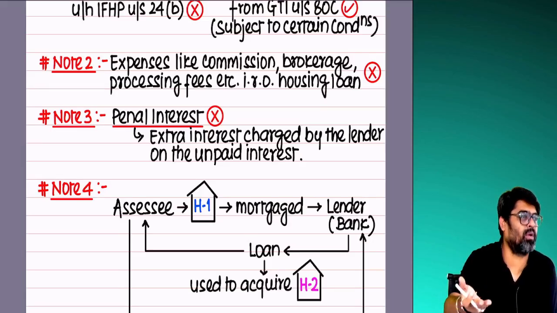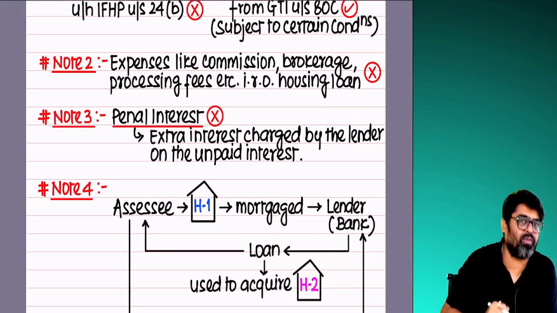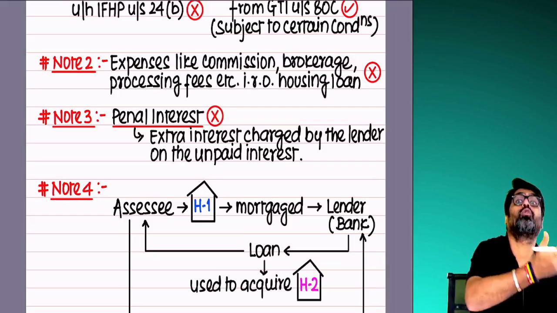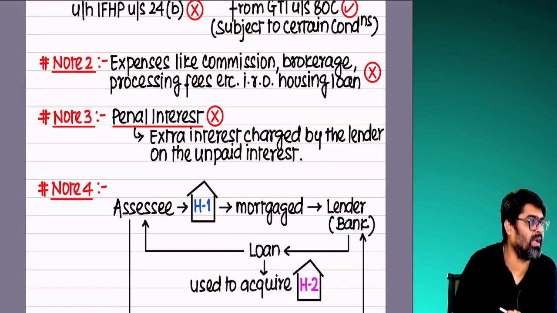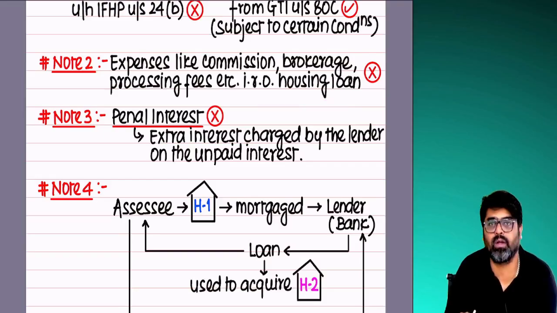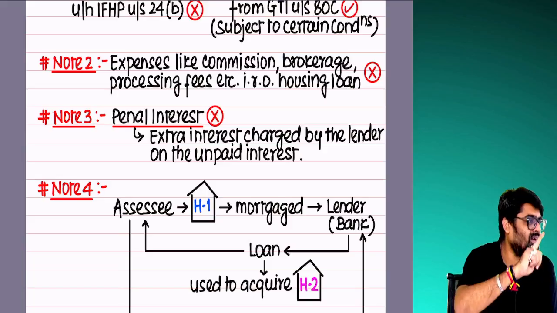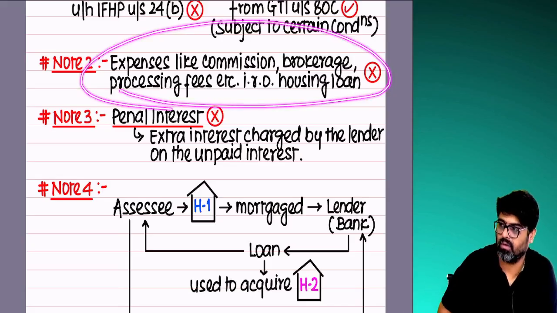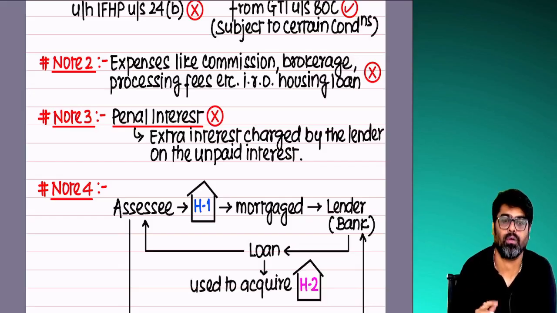Sometimes to take the housing loan, you have to pay the commission also. You have to pay the processing fees also, to the banks, etc. Yes or no? So that processing fees for housing loan, that commission which you are paying to someone to get the housing loan, all these are expenses relating to your housing loan only. But they are not in the nature of interest. Hence, they will not be allowed as a deduction. Getting my point? So whenever you see such type of expenses, what will you do? Ignore. Only the interest on housing loan will be considered. Yes or no?